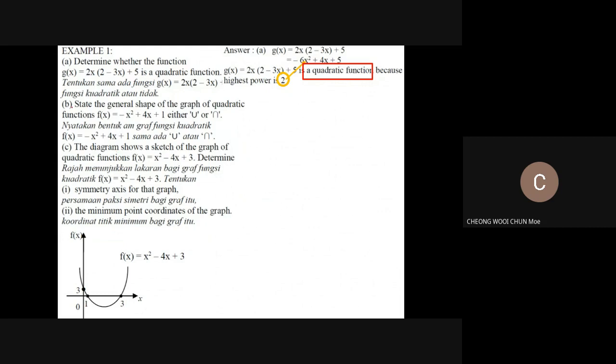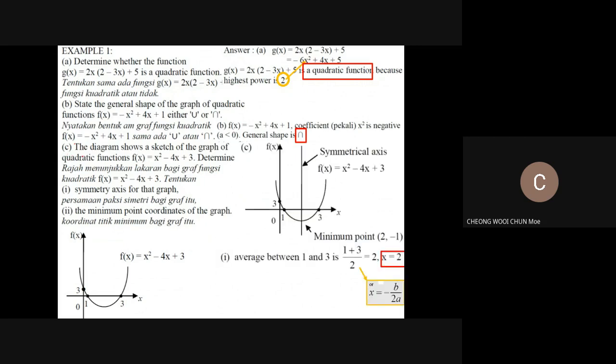Then B: state the general shape of the graph of the quadratic function, either U or N. This one has a negative in front of x power 2, so the shape is negative. A smile means U, which means positive. Look at the sign in front of x squared. Then C: the diagram shows the sketch of the graph. The graph sketch is given here, and this is the question given.